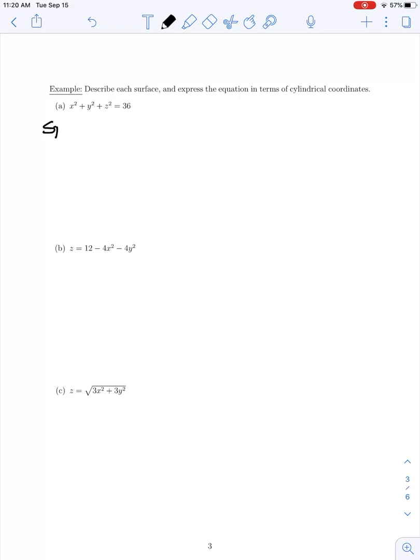So for the description of our surface, we have a sphere centered at the origin.